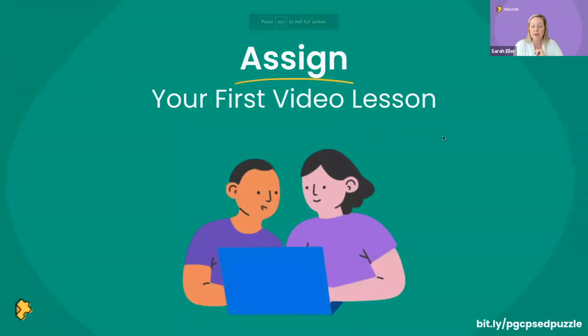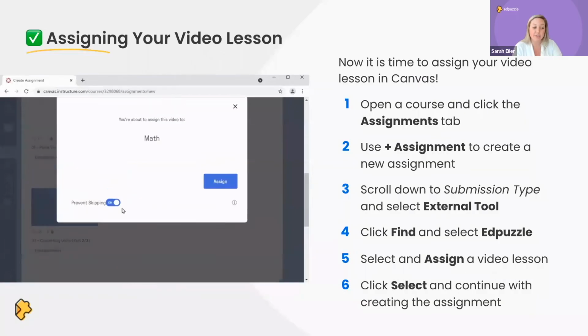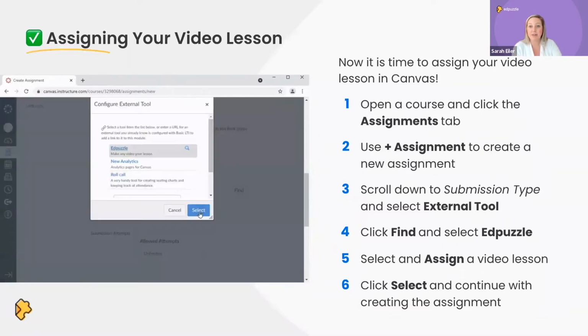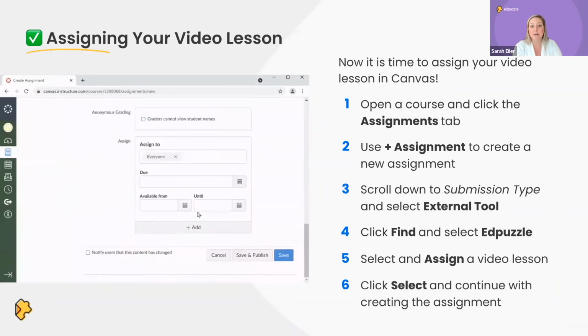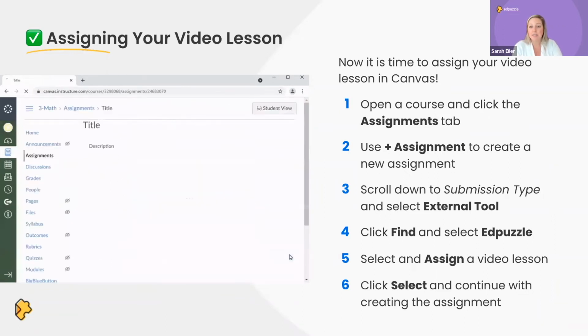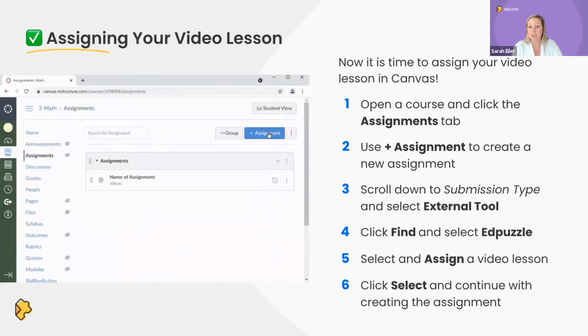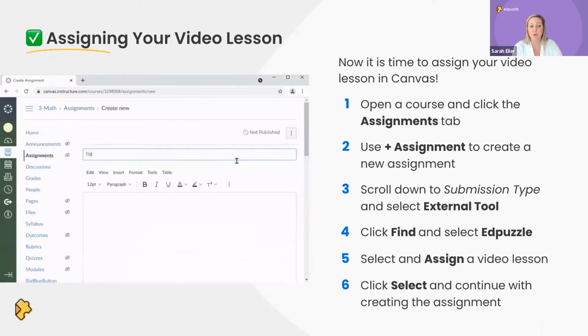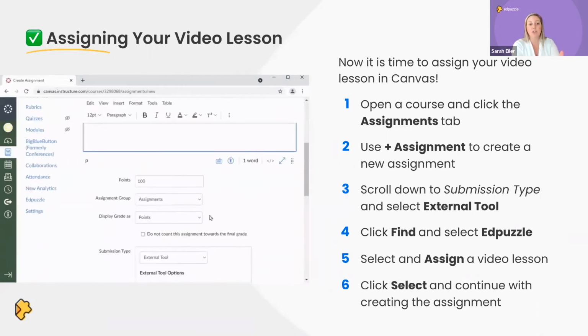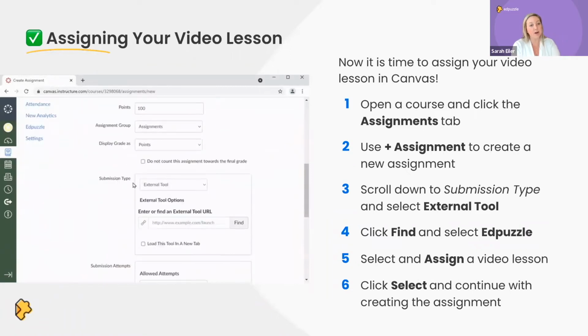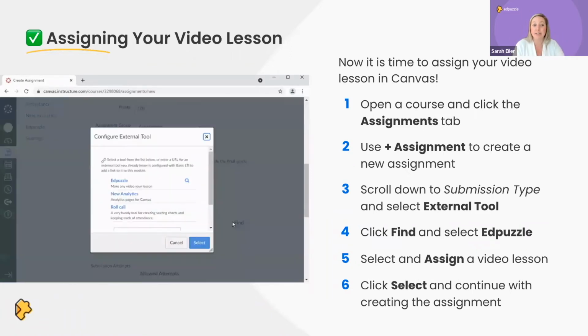So let's talk about, speaking of Canvas, assigning your first video lesson. You can obviously assign it directly through Edpuzzle. But when we're talking about assigning your video lesson in Canvas, you're going to go to your assignments tab. You can add an assignment to create the new assignment. Scroll down to your submission type and select external tool. So I always think of this part as the telling the students what to do. And underneath that, where you've got all those drop-down menus, is how they're going to turn it into you.